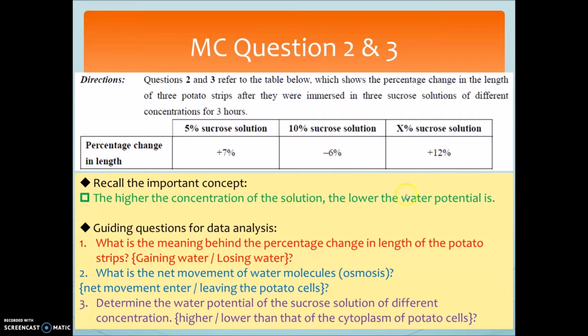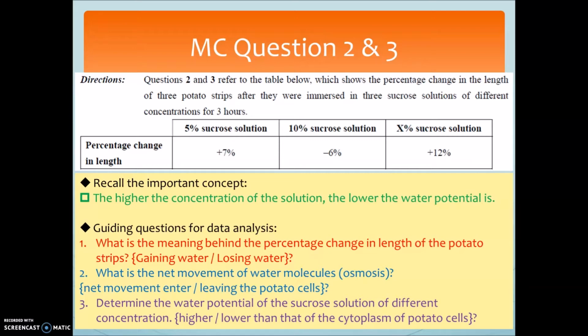In this question, the first very important idea is that you need to recall the concept of osmosis and water potential. The relationship is that the higher the concentration of the solution, the lower the water potential is. Of course, we can reverse it: the lower the concentration of the solution, the higher the water potential is. So at least you need to recall this concept first.